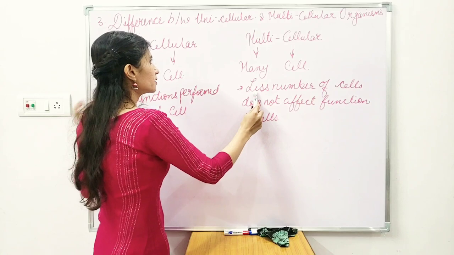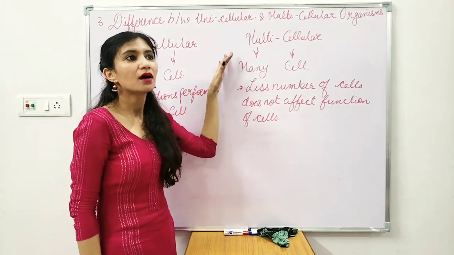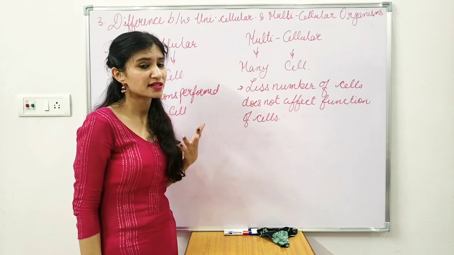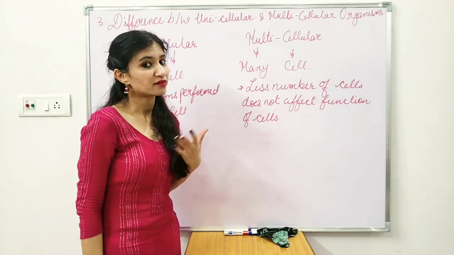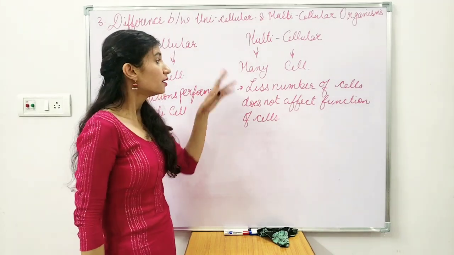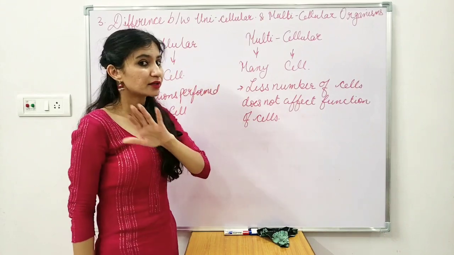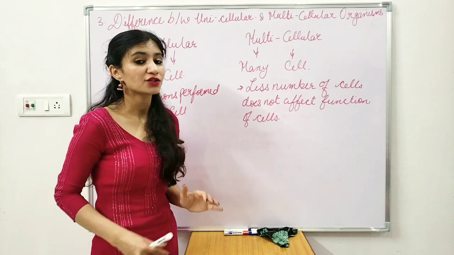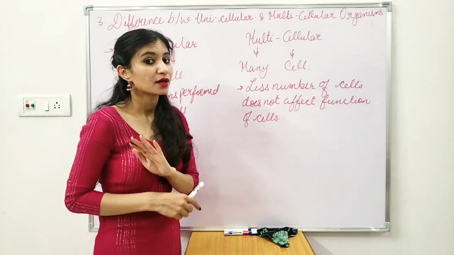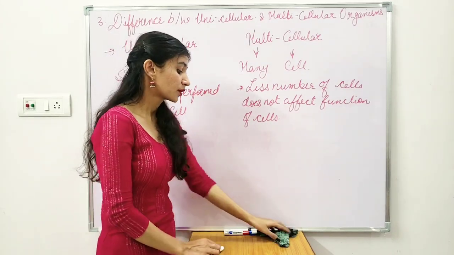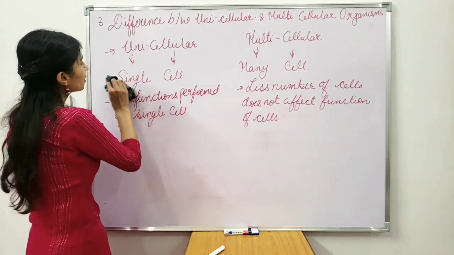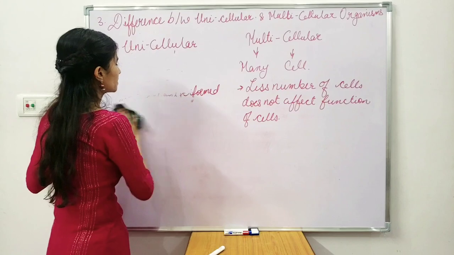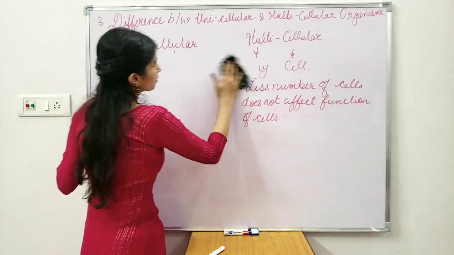On the other hand, for the multicellular organisms, because it is made up of many cells, definitely different cells are there to perform different functions. They are specialized for that. A very important thing to note, less number of cells does not affect the function of the cells. Very important to remember. Now, moving ahead, we'll discuss the difference between the unicellular and multicellular organisms. Okay?